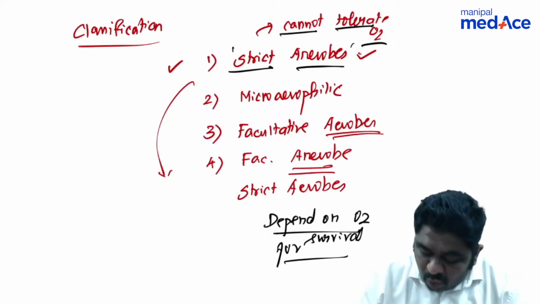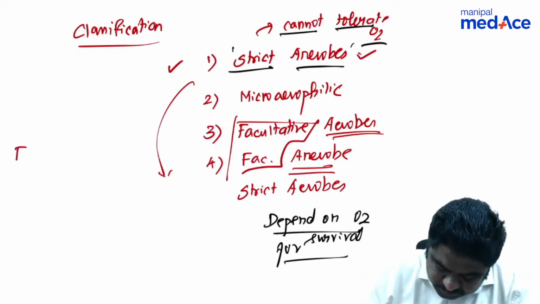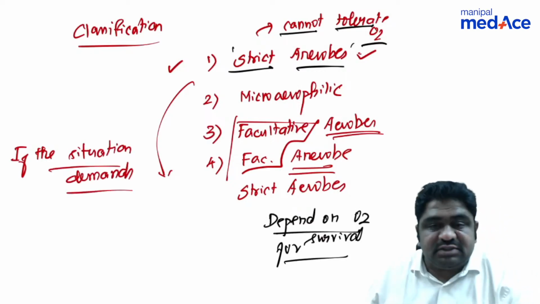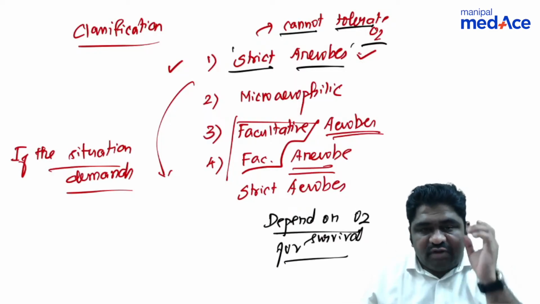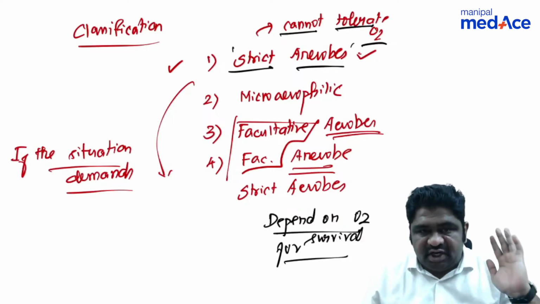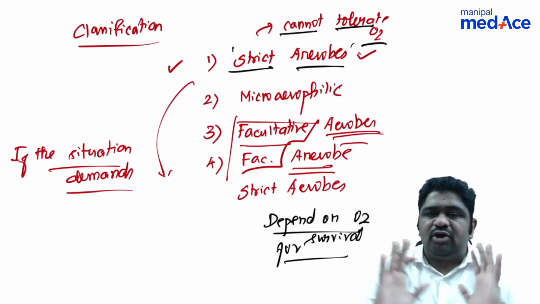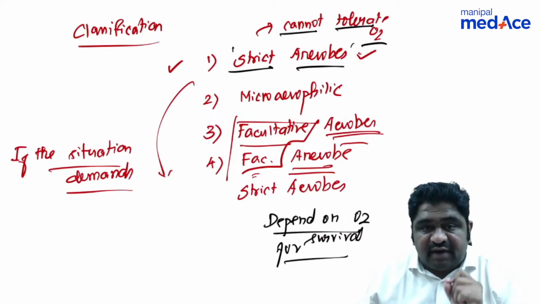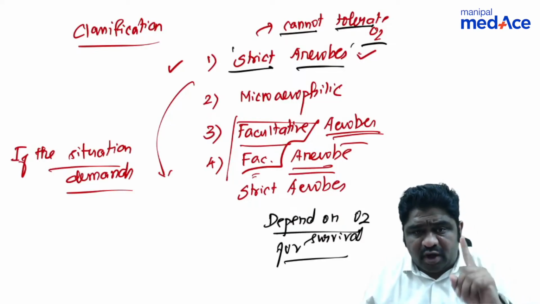Now here comes the logic. What is the meaning of the word facultative? Facultative means if the situation demands. If I call an organism a facultative organism, be it facultative intracellular, extracellular, or facultative aerobic, anaerobic, the word facultative means if the situation demands. Now, when I say facultative aerobe, it means if the situation demands, the organism is aerobic. Otherwise, normally it is anaerobic. Facultative anaerobe means if the situation demands, the organism is anaerobic. Otherwise, the organism is aerobic.